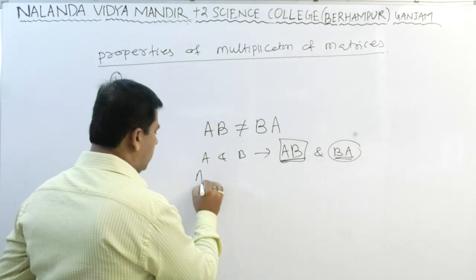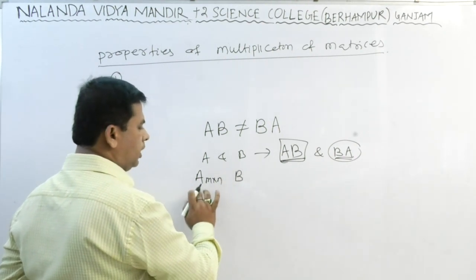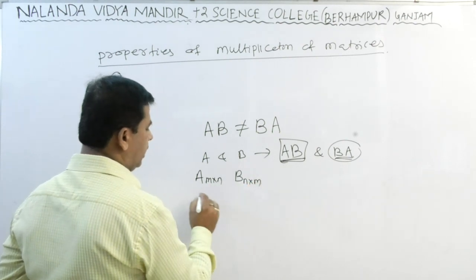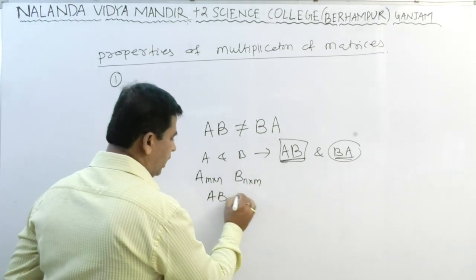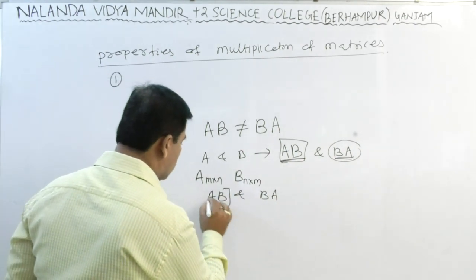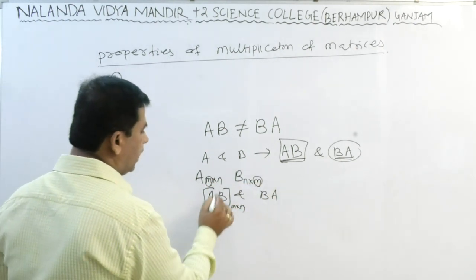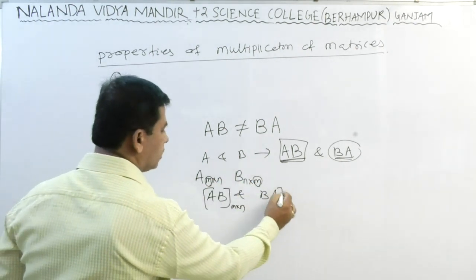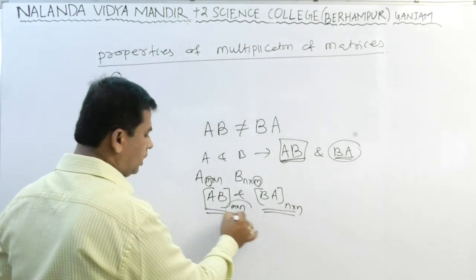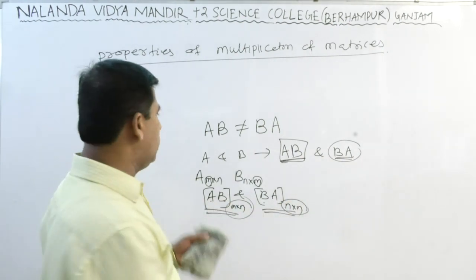For example, A is a matrix of order M cross N and B is of order N cross M. Here both AB and BA are defined, but the order of AB is M cross M, and the order of BA is N cross M. Therefore, AB is not equal to BA, first because the orders of AB and BA are not equal.